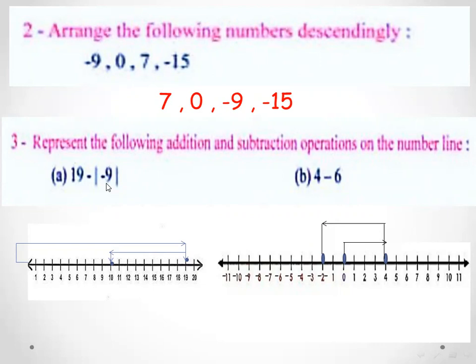19 minus absolute value of negative 9. Absolute value of negative 9 means 9. So here I'm subtracting 19 minus 9.